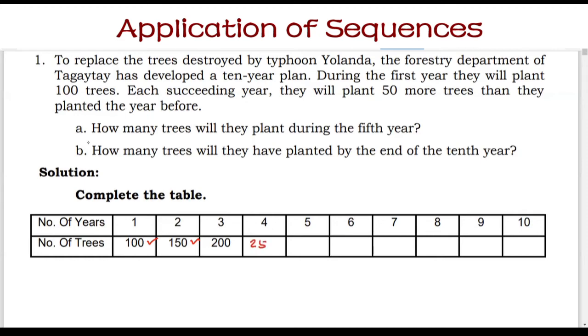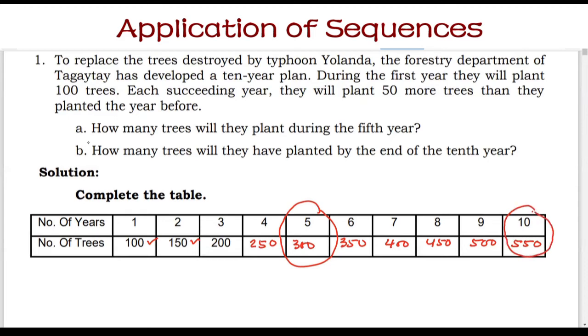Sa fourth year, merong 250. Ito, 300. Ito, 350. Tapos, 400. 450. 500. Ito, 550. Alright? So, anong sagot sa letter A? Ang sagot sa letter A, how many trees will they plant during the 5th year? Ito lang. 300 trees. Sa letter B, how many trees will they have planted by the end of the 10th year? Eh di eto, 550 trees.